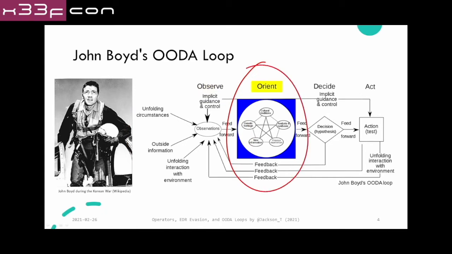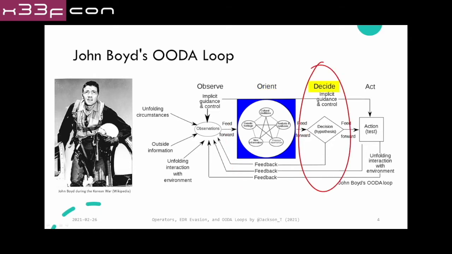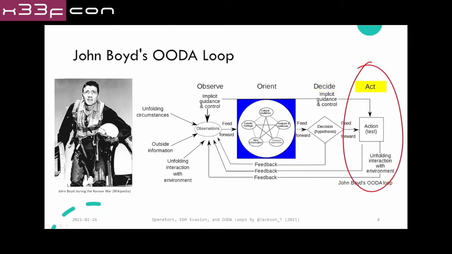Then we have Orient, which is analyzing the information we get, synthesizing it into meaningful knowledge where we can understand what options are available to us and what we can do with them. Then we have Decide, which is considering those options and then selecting a subsequent course of action. And then finally Act, which is carrying out that selected decision.